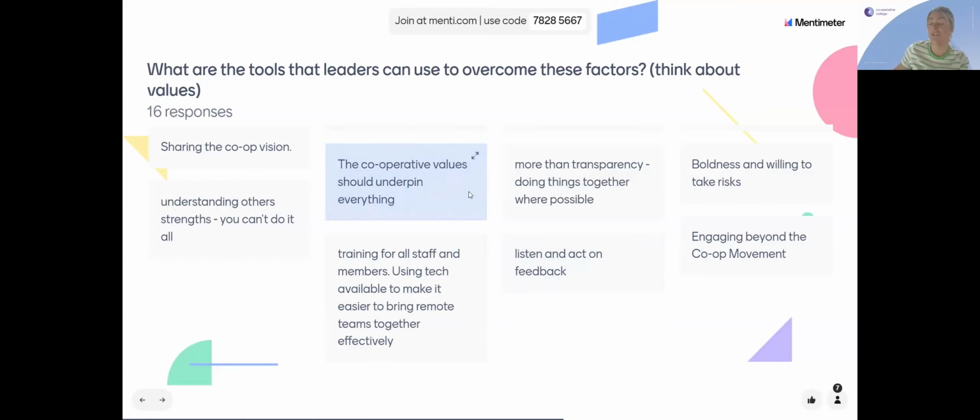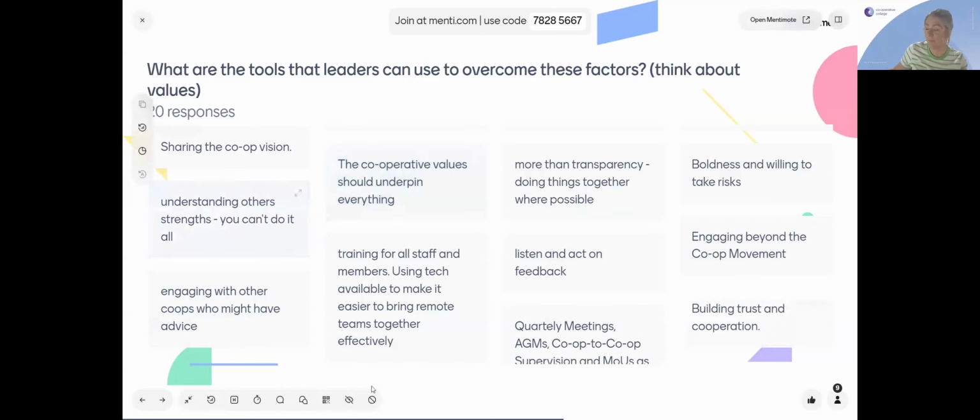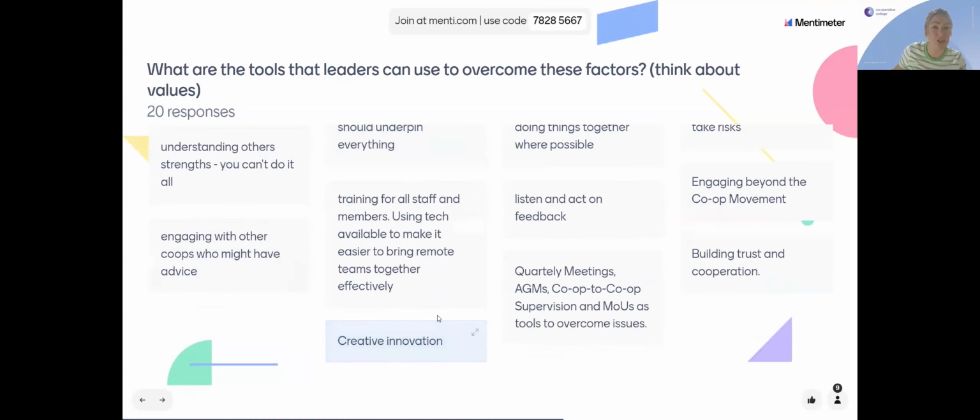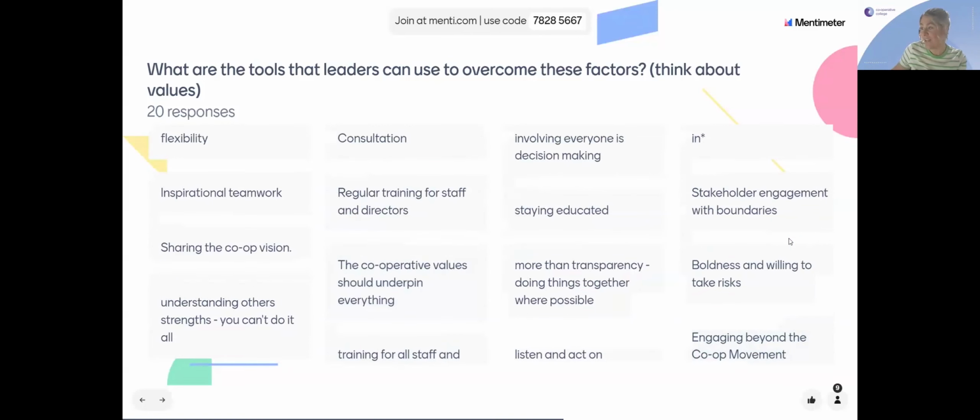The cooperative values should underpin everything. Yes, so having those at the heart of everything you do, and then as individuals and as a collective, we must act in order to overcome those problems, those issues, and be able to cope with change as well. Engaging with other co-ops who might have advice, absolutely. Cooperation among cooperatives there. Boldness and willingness to take risks.